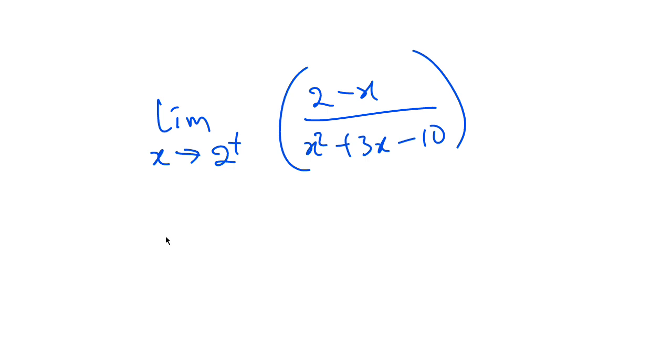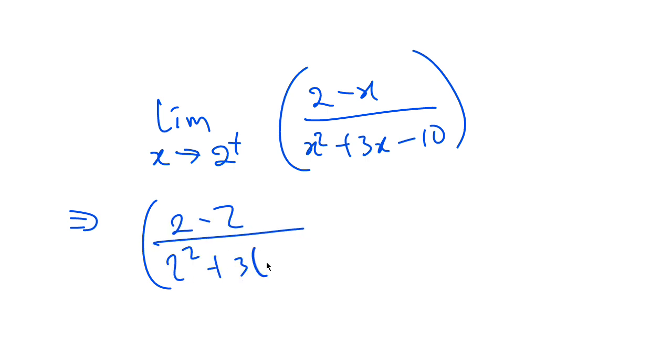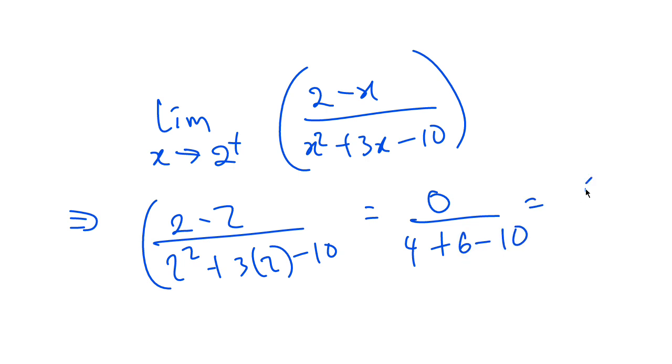We first of all analyze the function by substituting 2 directly. That gives 2 minus 2 over 2 squared plus 3 times 2 minus 10, which is 0 over 4 plus 6 minus 10, that is 0 over 0, which is an indeterminate form.